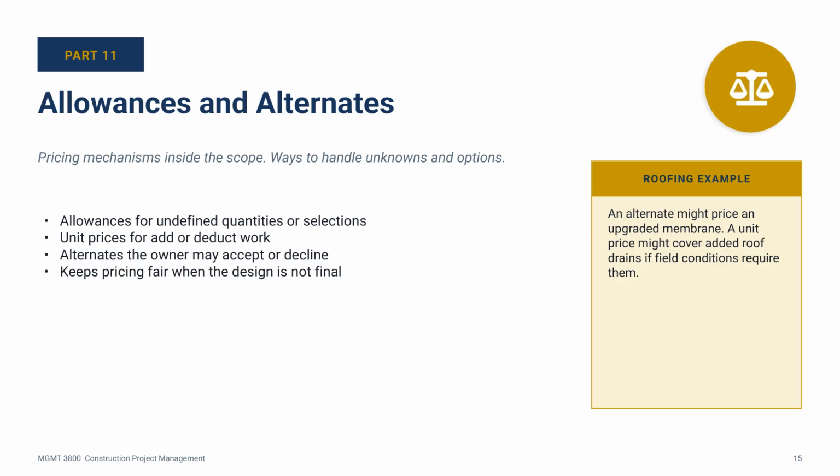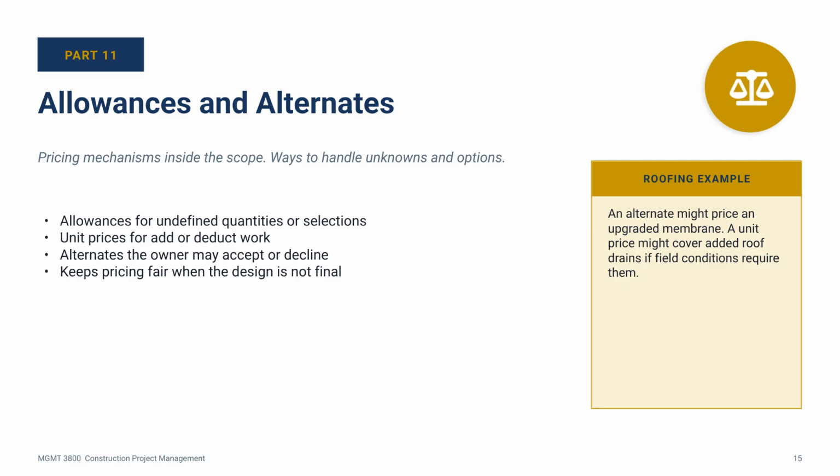Part 11. Allowances and alternates. These are pricing mechanisms inside the scope. An allowance is money set aside for something whose specifics have not been finalized. The contractor includes the allowance in their price. When the actual cost is known, the allowance gets reconciled up or down.